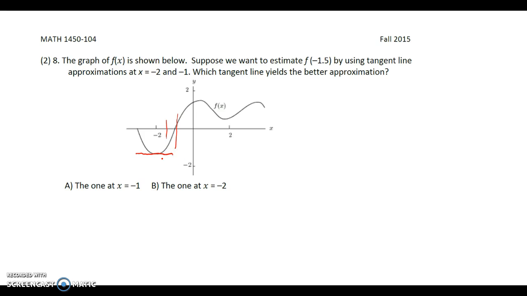Well, look at this. The tangent line at -2 is 0, where the tangent line here is about like this, 1.5. So I believe the one at x equals 1 is better, because at the other it's all 0. That's the only thing we get was 0.